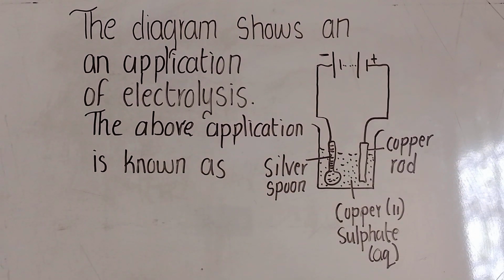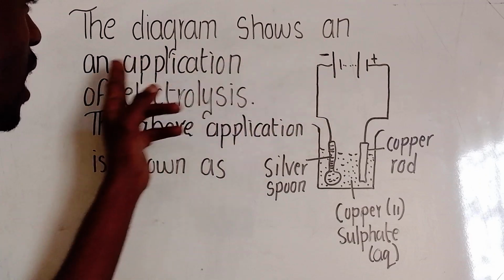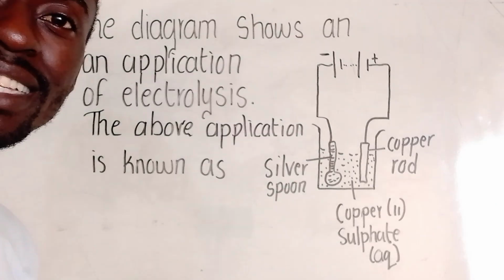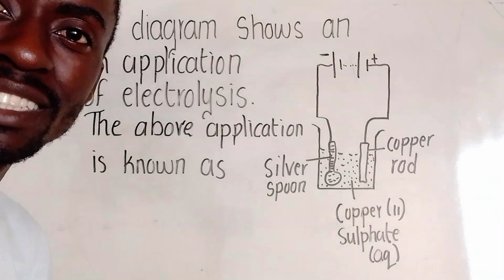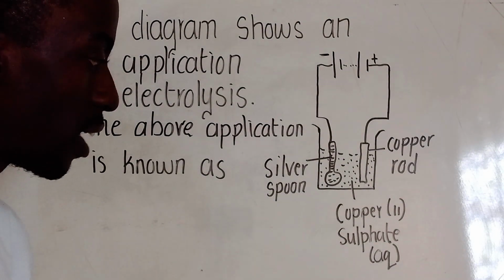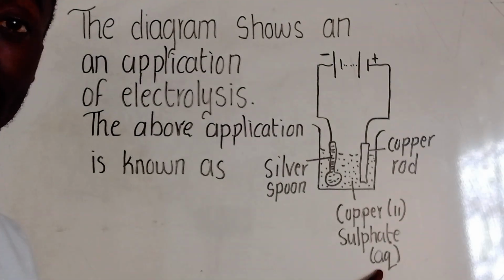Okay, so we have a chemistry question that says the diagram shows an application of electrolysis. Electrolysis is the breaking of a substance by the direct passage of electricity through the solution. So where is the solution here? It is this one: copper(II) sulfate, aqueous. You have seen that? Yes.